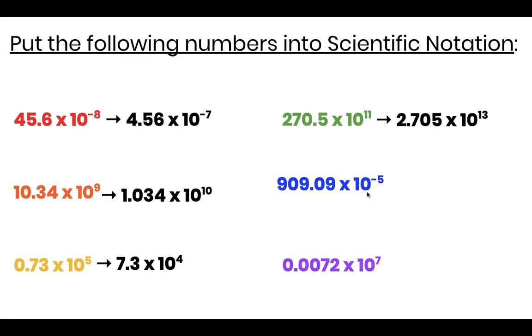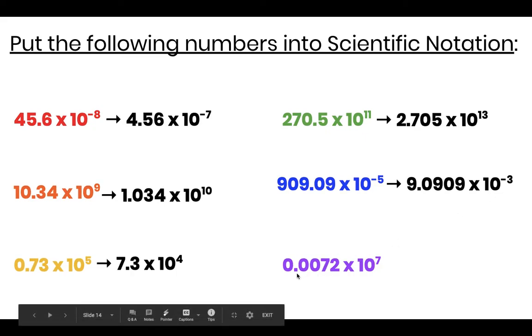909.09 times 10 to the negative 5th. 909 is way too big, so we need to move our decimal 2 places. So our decimal is going to fall between the 9 and the 0. So our coefficient will become 9.0909. Being that we moved left 2, left in LARS, L and the A, so we need to add 2. In your calculator, you can go -5 plus 2, you get -3. So our final answer will be 9.0909 times 10 to the negative 3rd.